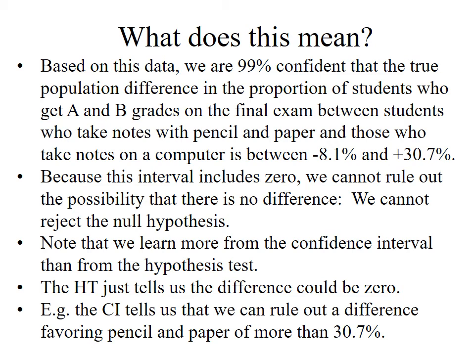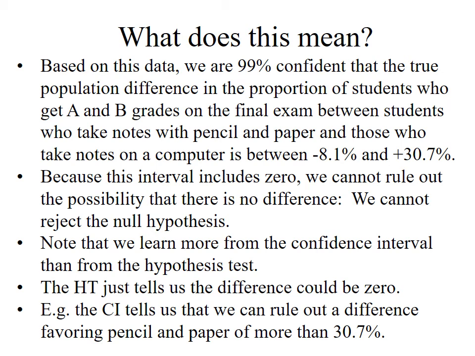Now, note, on the other hand, that I think we learn more from doing the confidence interval than we did from the hypothesis test. The hypothesis test ends with a conclusion: reject the null hypothesis or fail to reject the null hypothesis. Nothing else. So all the hypothesis test told us was that the difference could be 0. There might be no difference there. On the other hand, this tells us a whole lot more than that.